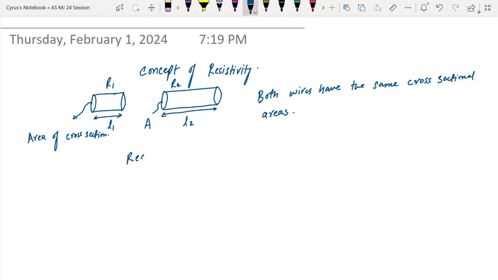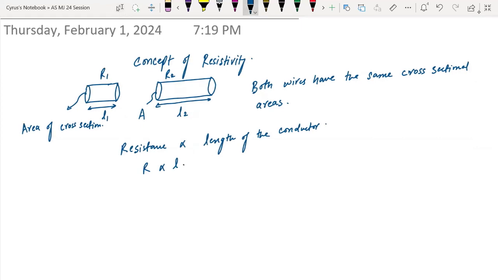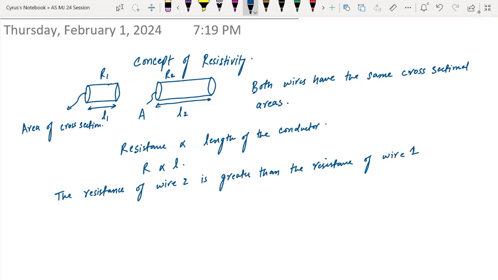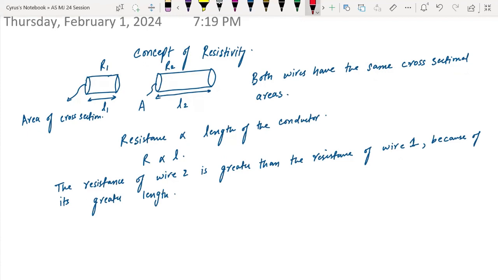The resistance here is directly proportional to the length of the conductor. So R is proportional to L, and you can see here that since the length of the second wire is greater than the first wire, the resistance of wire 2 is greater than the resistance of wire 1, because of its greater length. तो आप यहाँ पे देख सकते हैं कि R2 is greater than R1, and also R is proportional to the length.